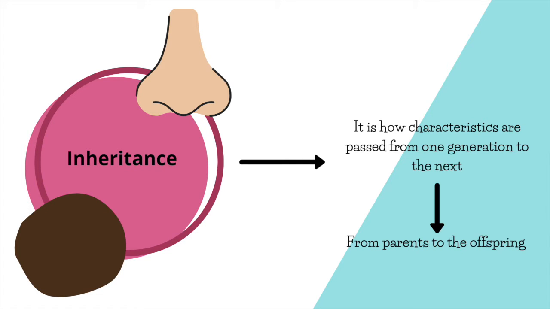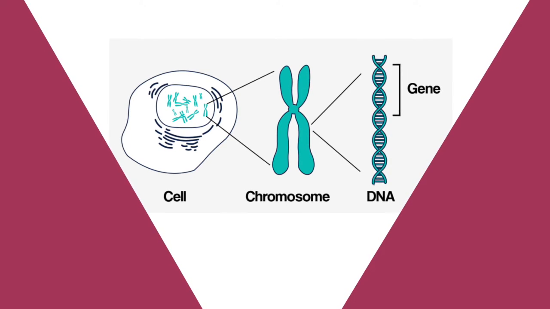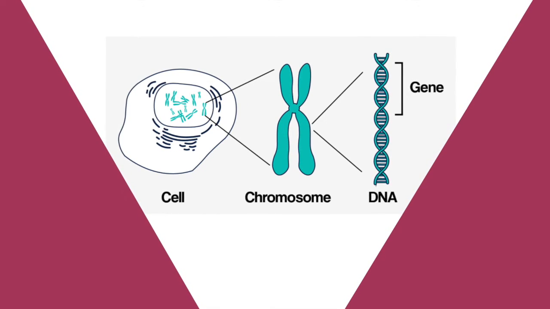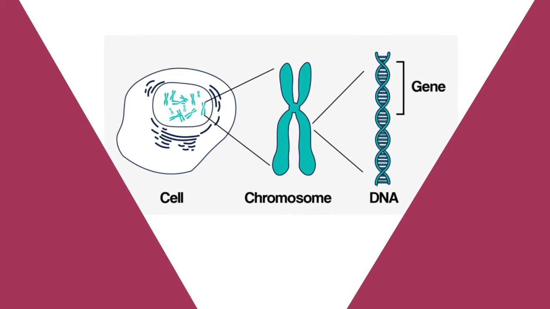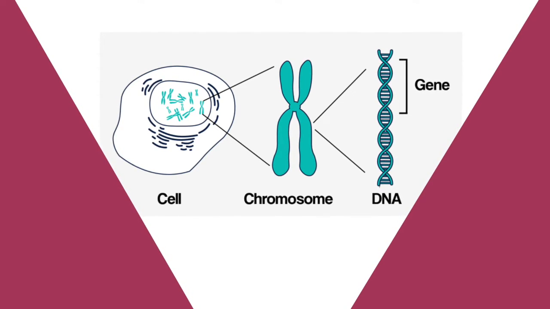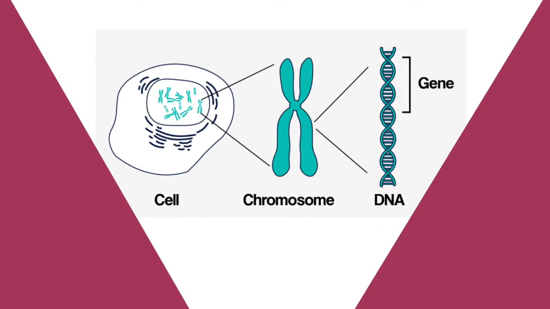This is thanks to the genes. A gene is the basic physical and functional unit of inheritance. Genes are made up of DNA. DNA is the hereditary material in humans, and every cell in a person's body has the same DNA. But what is a cell? A cell is the smallest unit of life, often called the building blocks of life.